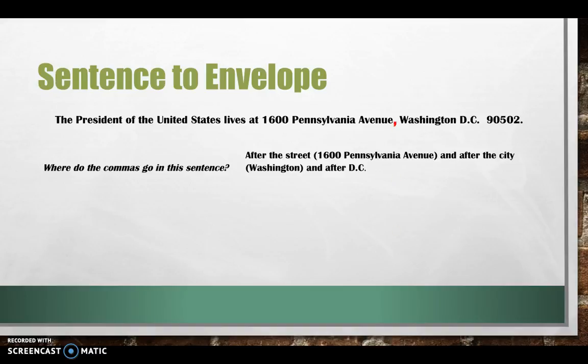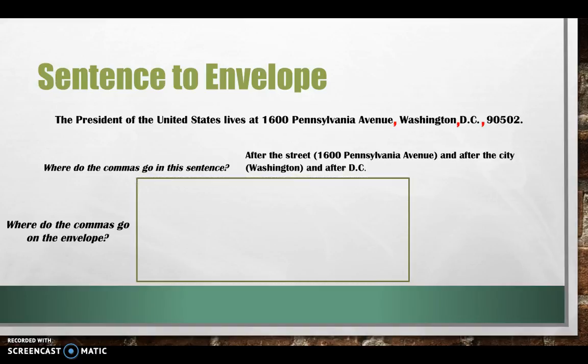So I'm going to put a comma after Pennsylvania Avenue, I'm going to put a comma after Washington, and put a comma after DC. So the President of the United States lives at 1600 Pennsylvania Avenue, Washington, DC, 90502. Now, where would the commas go on the envelope?